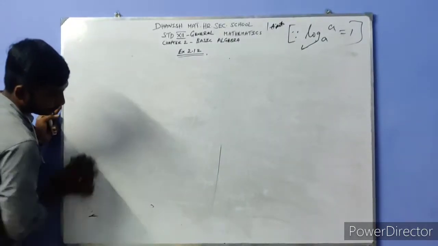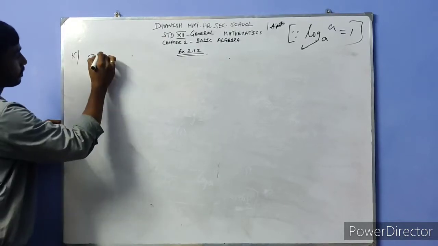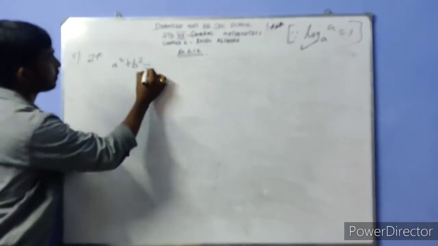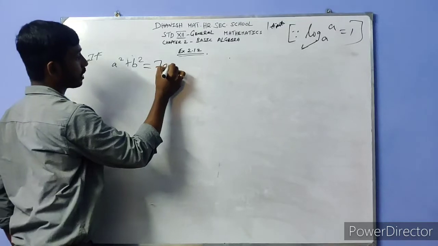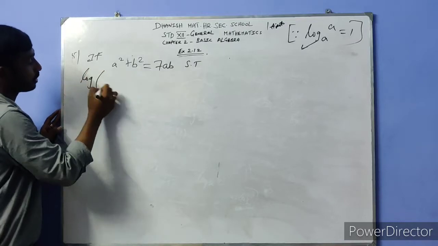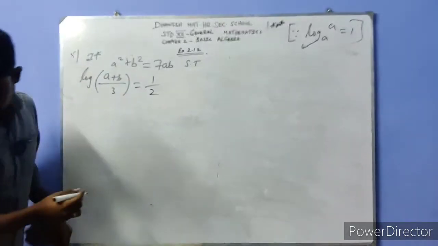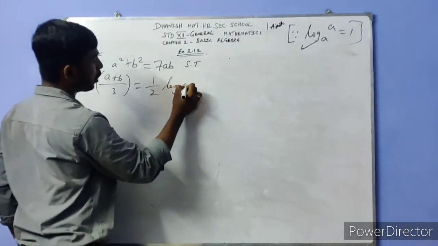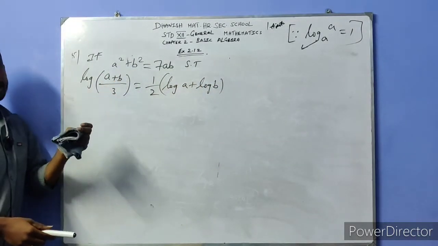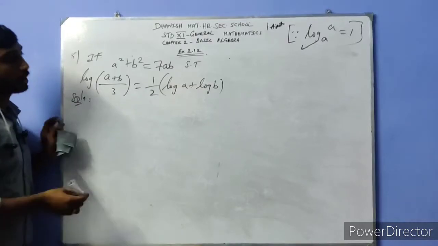So what is the question given? If a square plus b square equal to 7ab, show that log of (a plus b) divided by 3 equal to 1 by 2 (log a plus log b). This one is a show-that method. So what is the question here? If a square plus b square equal to 7ab, show that log of (a plus b) divided by 3 equal to 1 by 2 (log a plus log b).